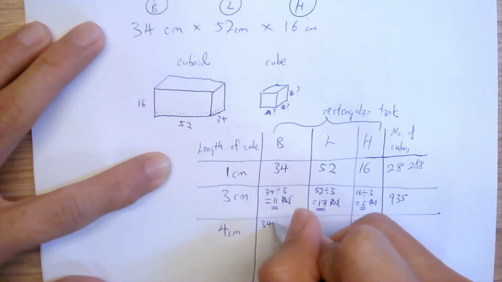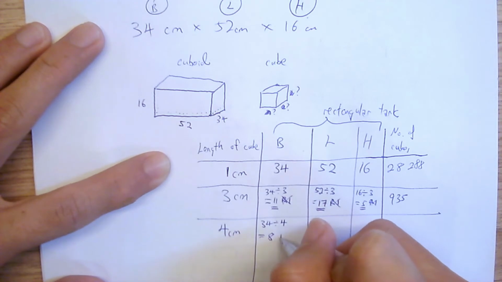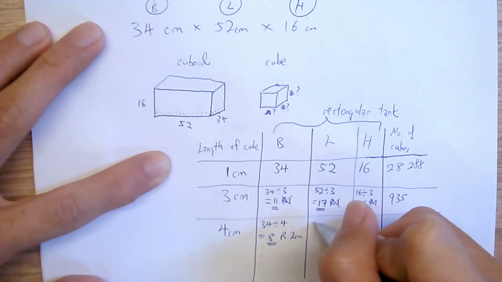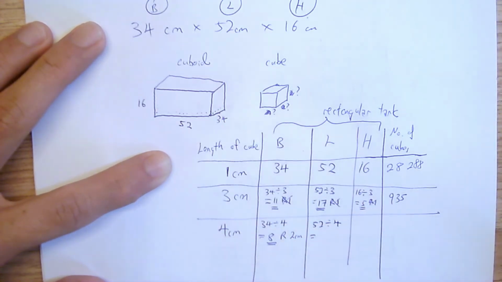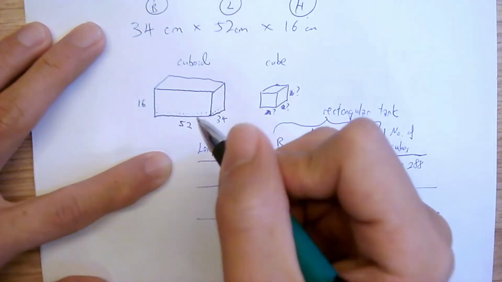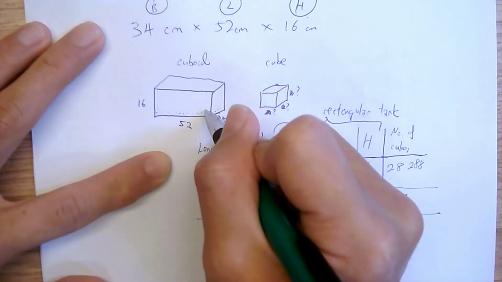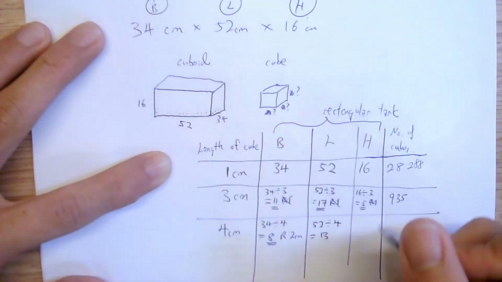So 34 divided by 4 will give us 8, remainder 2 cm. Okay, so we have 8 over here. Then 52 divided by 4 will give us 13. Exactly. So 13 of the 4 cm cubes will fit very nicely into this 52 cm length. So we have 13.